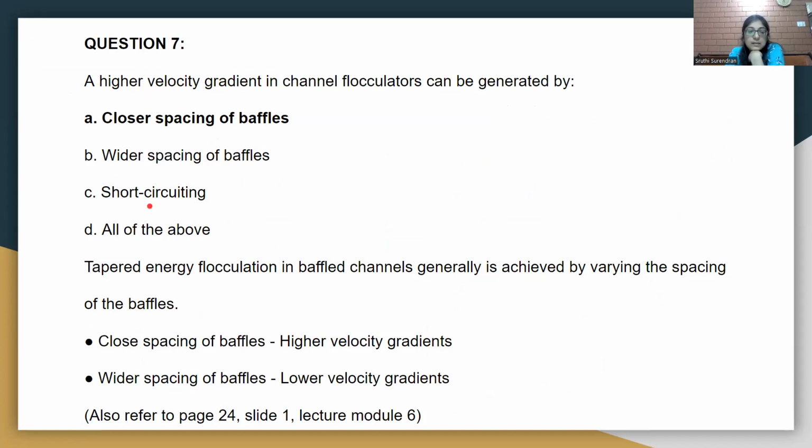Short circuiting is when the particles in the water, without staying in the tank for the detention time required, go out of the tank without getting settled. That is what you call short circuiting. This is a condition which is going to make the coagulation or flocculation tank inefficient. So yes, that is for this question.